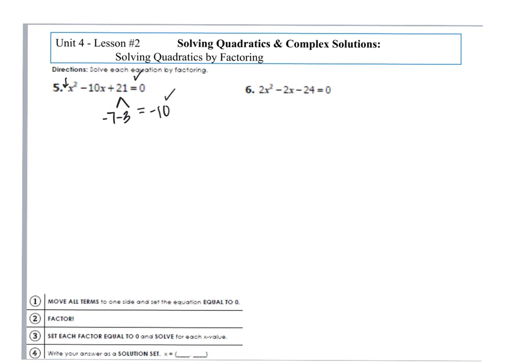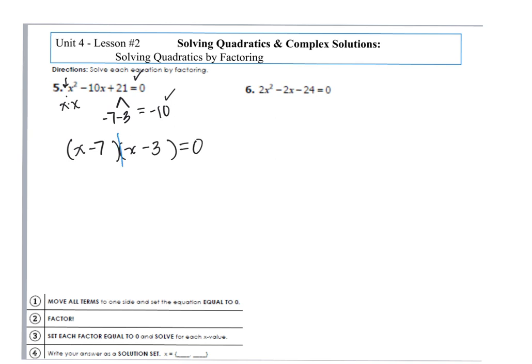So now I'm going to put them in parentheses here. Again, it should look like a FOIL problem when we FOIL or factor a factor tree problem. And we had x squared as our leading term. Remember, we get x squared by saying x times x. So 1x goes in each set of parentheses. And then we drop in those two factors. We had negative 7 and negative 3. It's still set equal to 0.